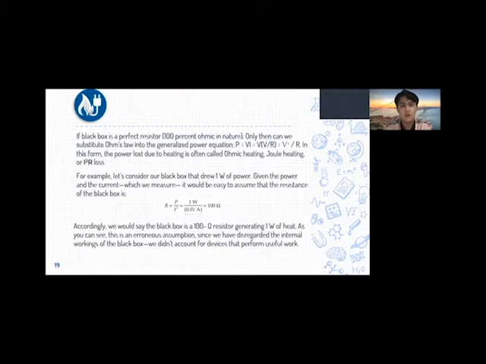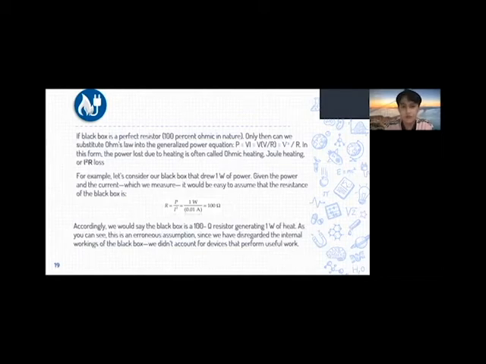Now we see if the black box is a perfect resistor, we can substitute volts into the generalized power equation: P equals V squared per R. In this form, the power loss due to heating is often called ohmic heating, Joule heating, or I squared R loss.